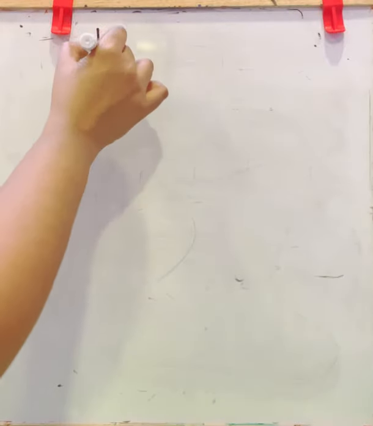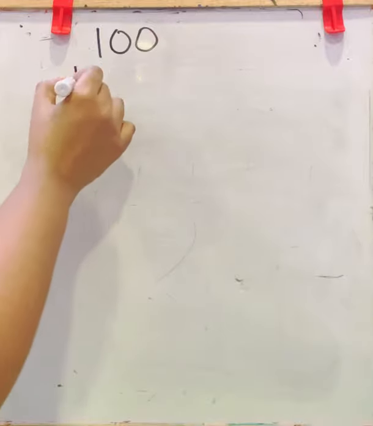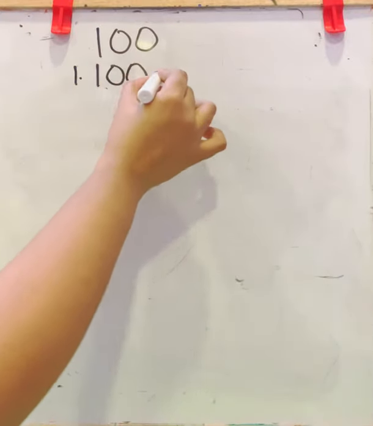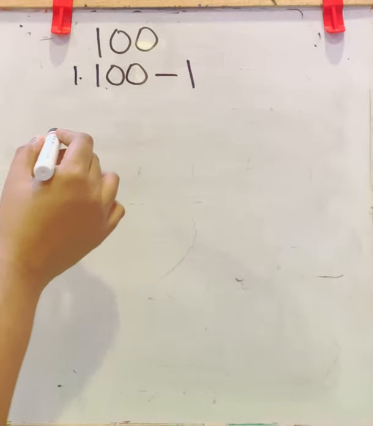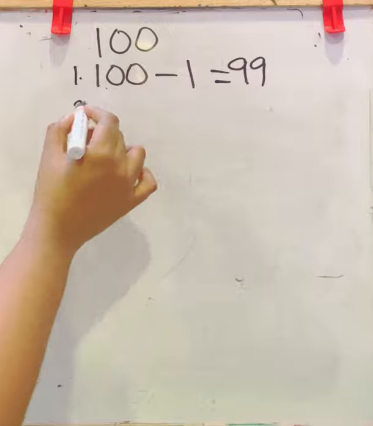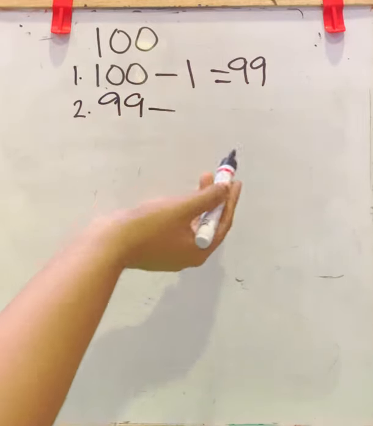So first we are going to find out the square root of 100 with repeated subtraction. The first step is to subtract the first odd number from 100. That is 100 minus 1 equal to 99. Now the second step: take this 99 and subtract the second odd number.